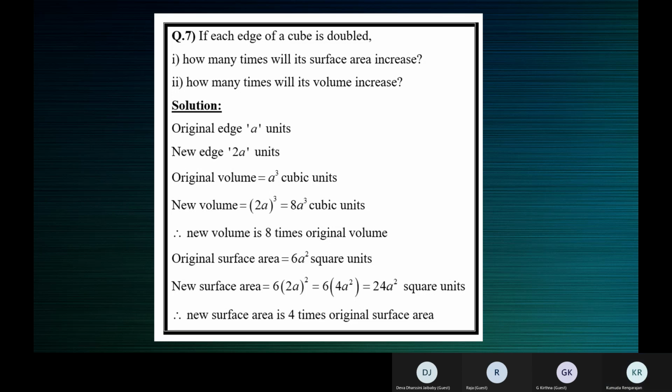All right. Now, if the edge of the cube is tripled, then answer the same questions. That is, if it becomes 3A, then find out how many times the volume and surface area increase. Ma'am, volume will be 27A cubed and the surface area will be 18A squared. No, not 18A squared. You're right with the volume, not surface area.